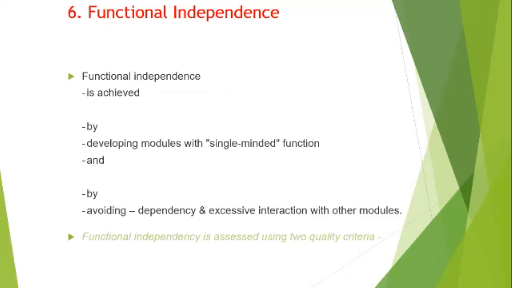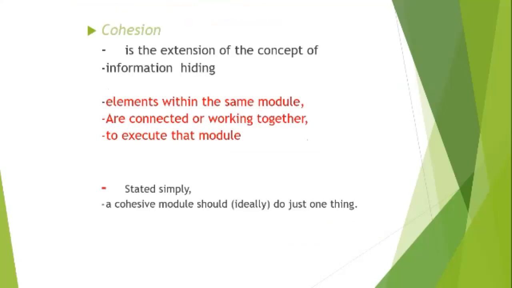Sixth one is functional independence. Functional independence is achieved by developing modules with a single-minded function and by avoiding dependency and excessive interaction with other modules. Functional independence is assessed using two quality criteria.